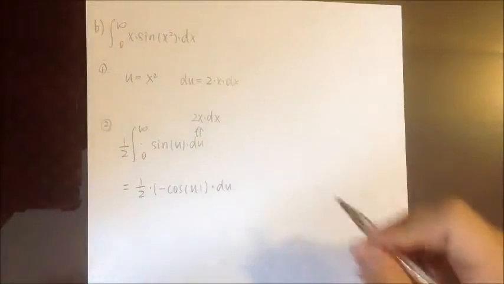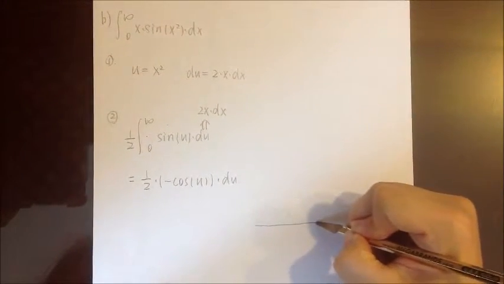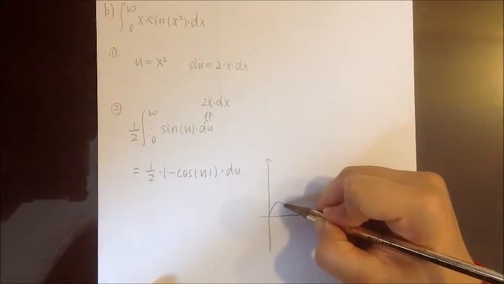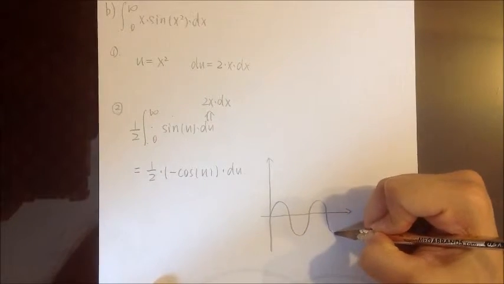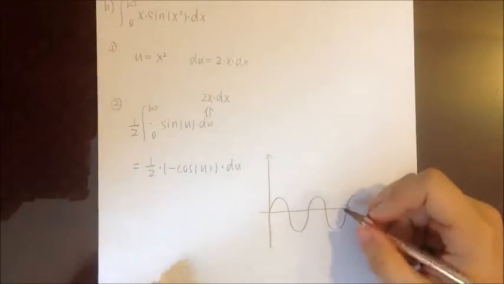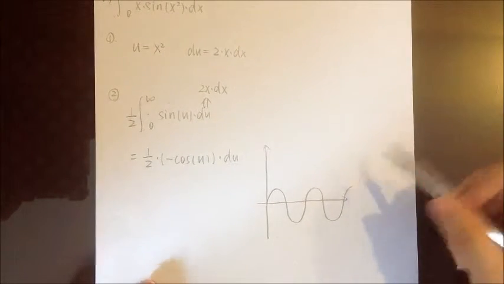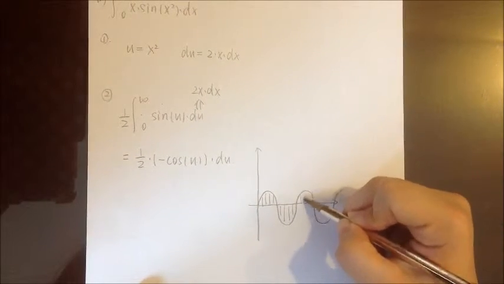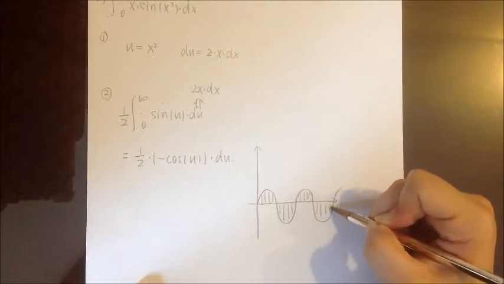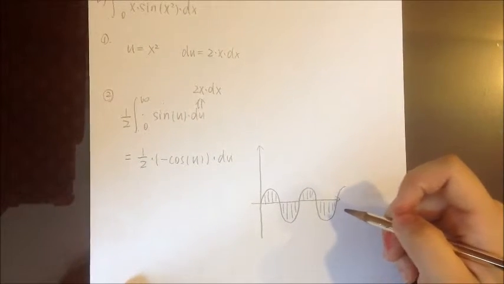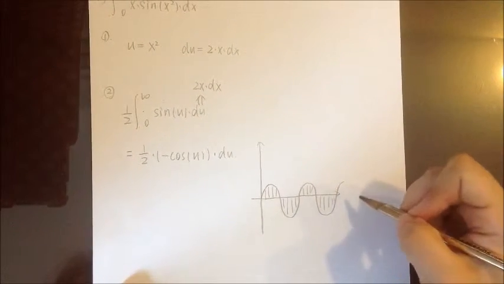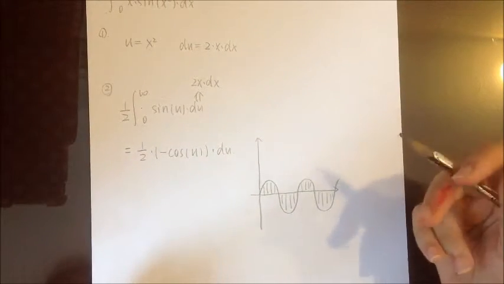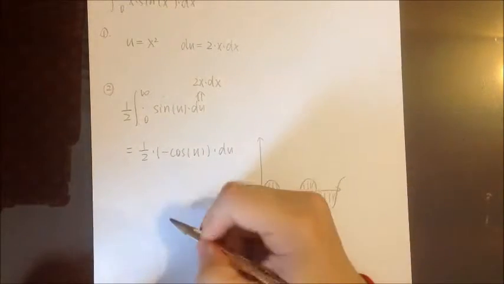times du. Then we can make a graph of this cosine u, just a brief graph like this. As u goes to positive infinity, we can see that the area bounded by cosine u and the axis also goes to infinity. So how could we decide the result of this? We cannot get the result of this, so this integral just diverges.